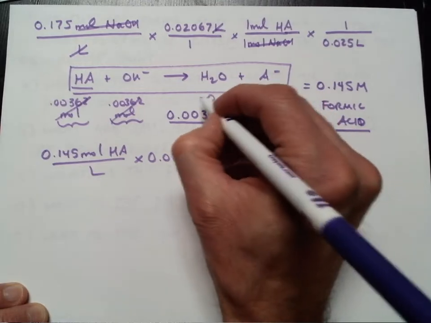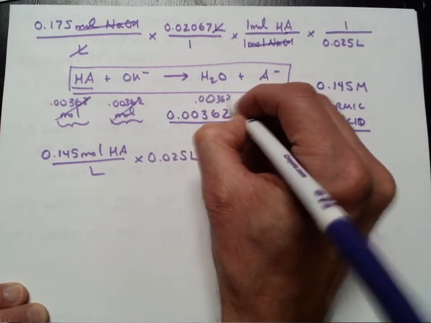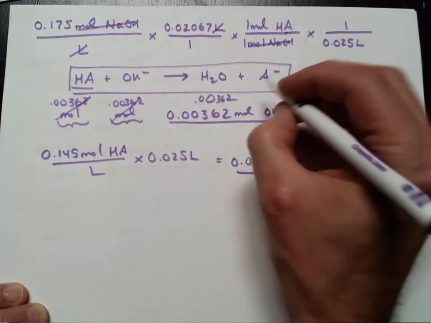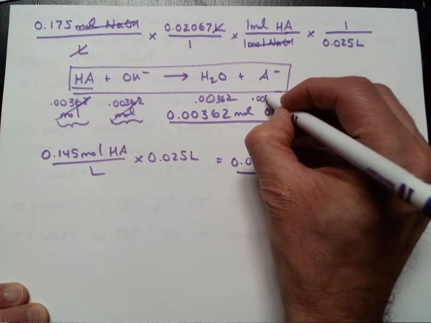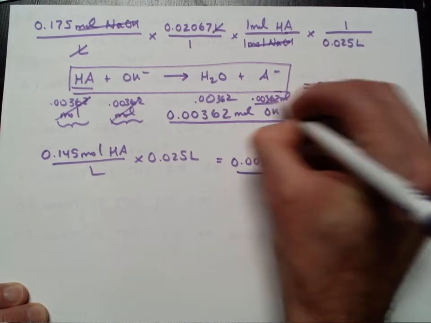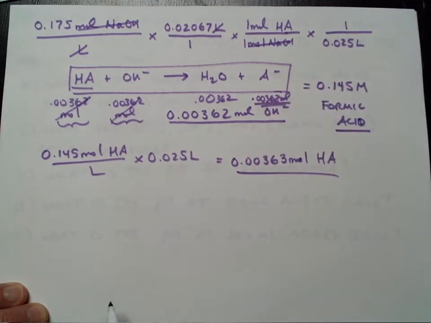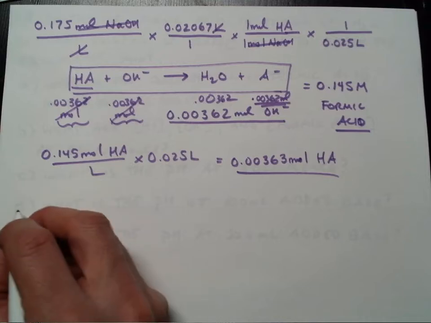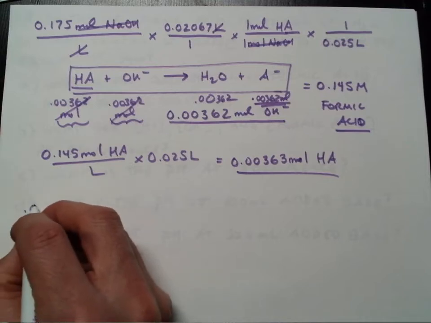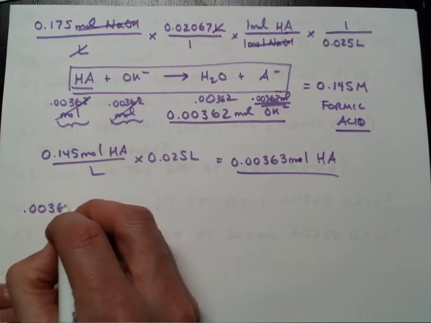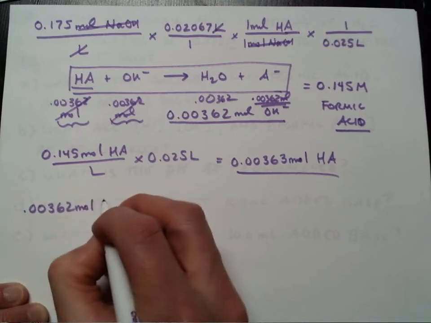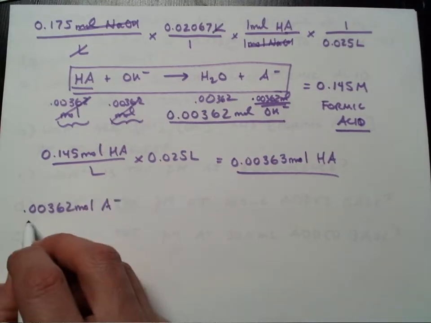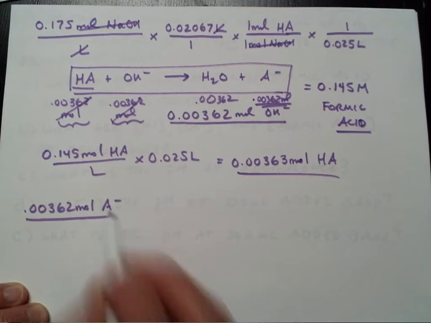I got 0.00362 moles of water, and that's not going to mess with the pH. But I did get 0.00362 moles of this stuff. This is going to mess with the pH. So let's see, I have of my weak base 0.00362 moles of the formate anion, whatever that is. Wonder what its concentration is.